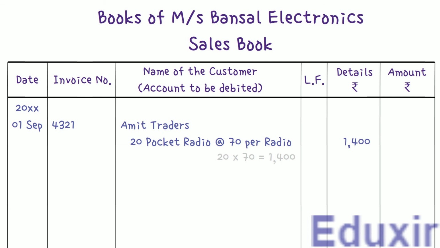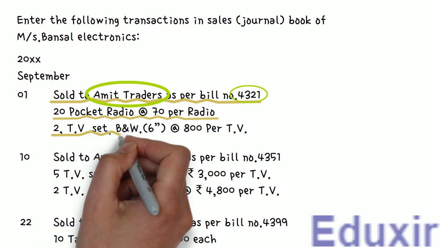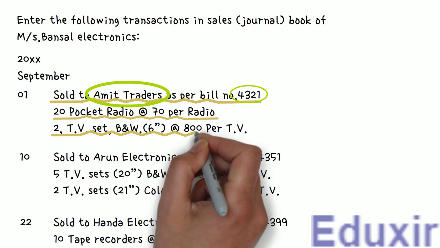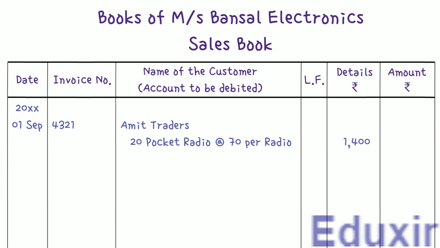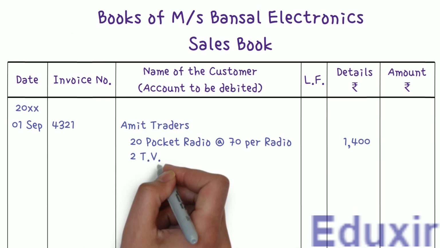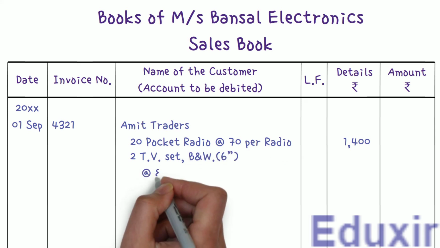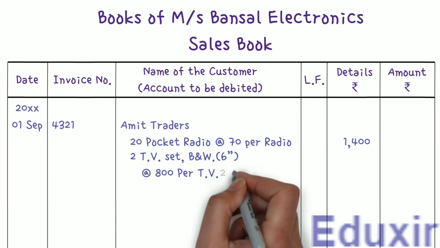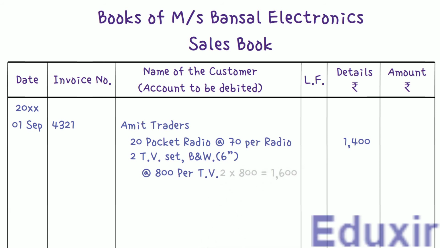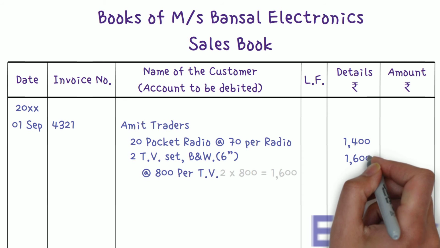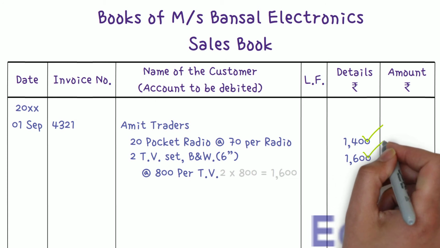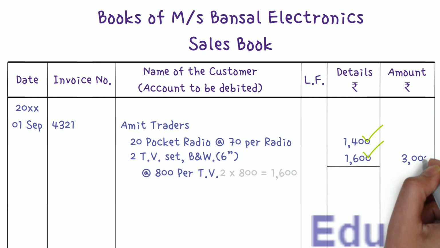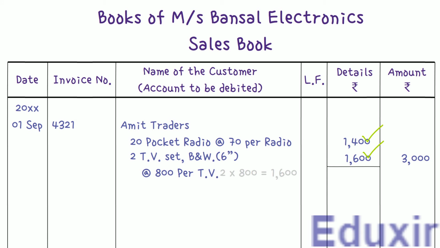So, let us now consider the details of the next sale. In this transaction, the business has sold two black and white TV sets of 6 inches, each at 800 per TV. Let us now generalize this transaction. Let us first record the sales details as two black and white TV sets of 6 inches each at the rate of 800 per TV. Two 800s are 1600. Let us write these 1600 rupees in the details column. Now the total of 1400 rupees and 1600 rupees is 3000 rupees. Note that we have written this total in the amount column. With that, we have completed the generalizing of this transaction.